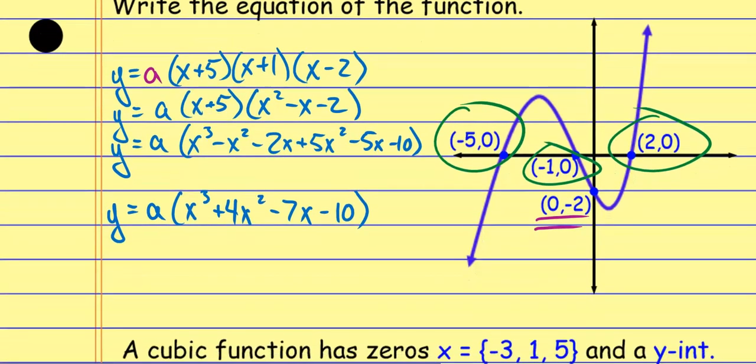And so if we think about what y-intercepts mean, remember, the y-intercept is when I plug a 0 in for x. So if I plug a 0 in for x, that would give me a -10 in here. And when I plug that 0 in for x, this y-intercept is telling me that the y value should equal a -2. And now I just solve this for a. I divide each side by that -10.